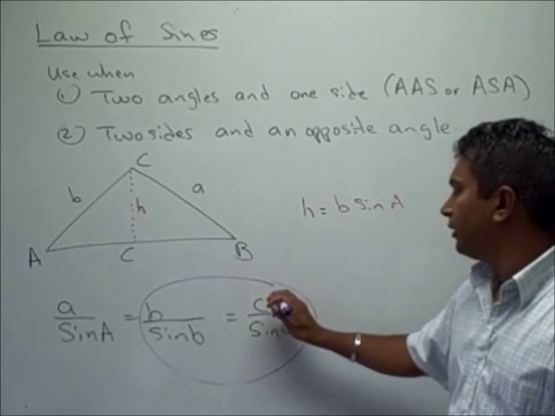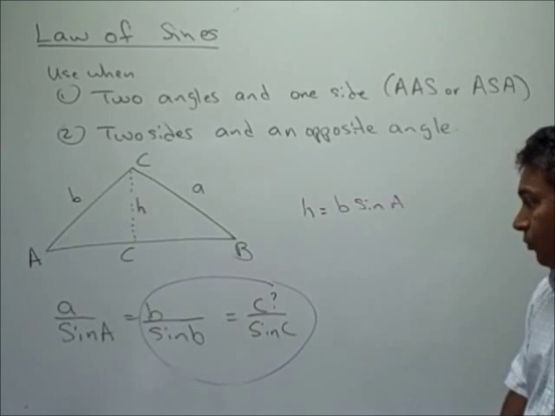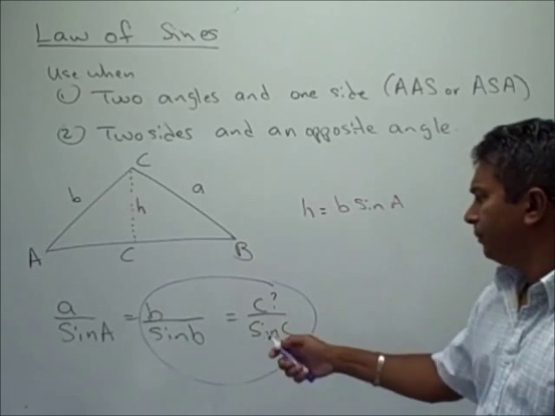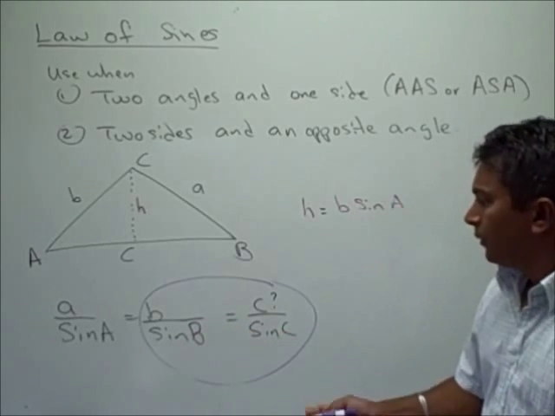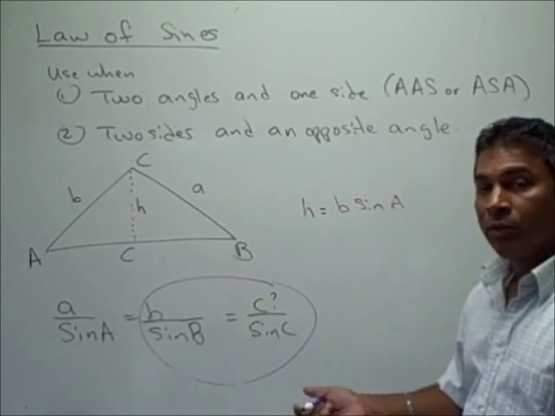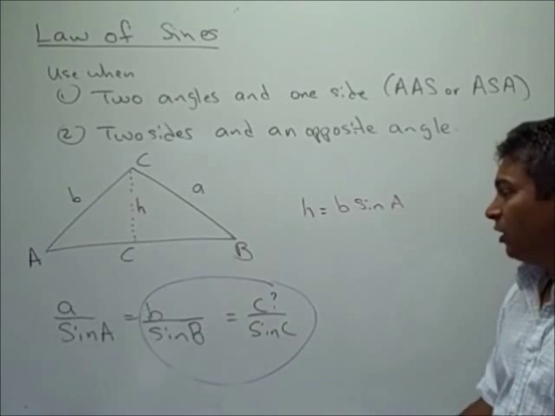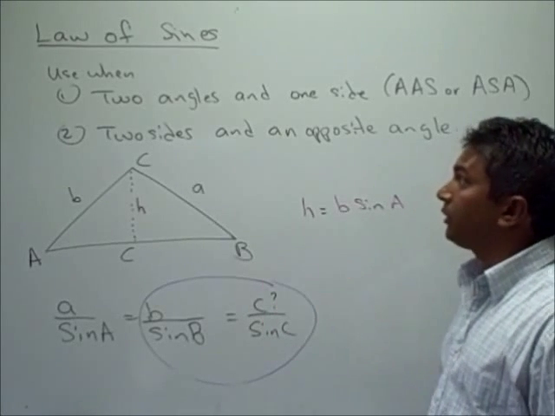So if we're asked to find side c, and we're given angle B and angle C and side b, then we should be able to find side c, since this is our only unknown. We're going to look at a few examples demonstrating this.